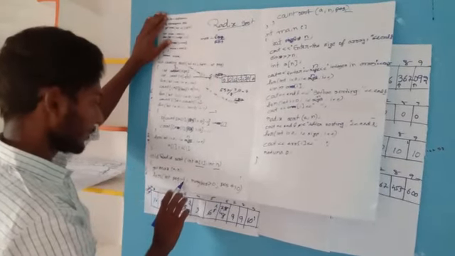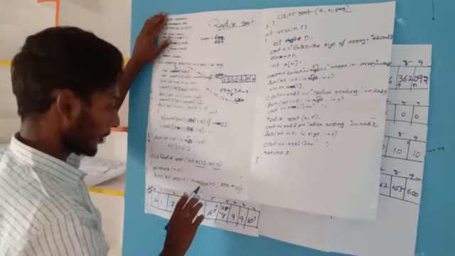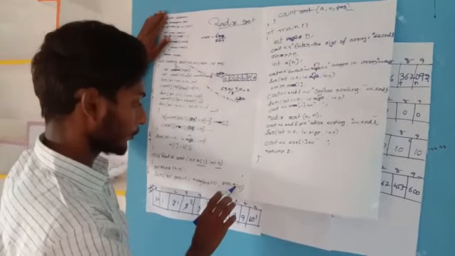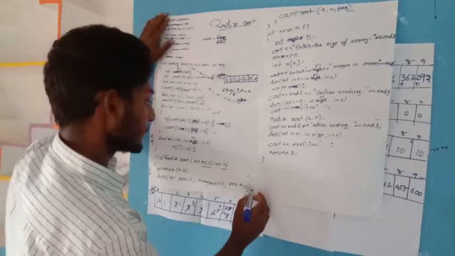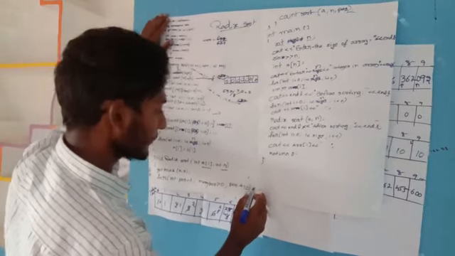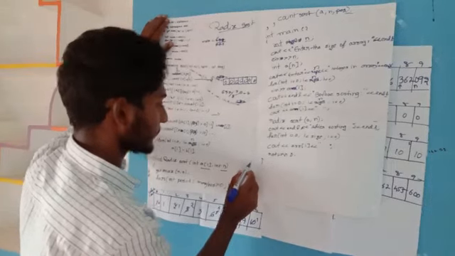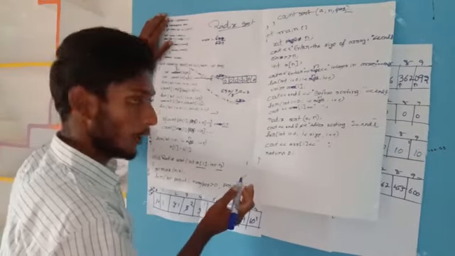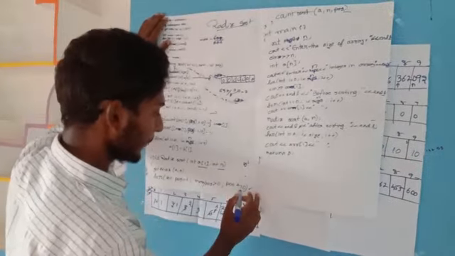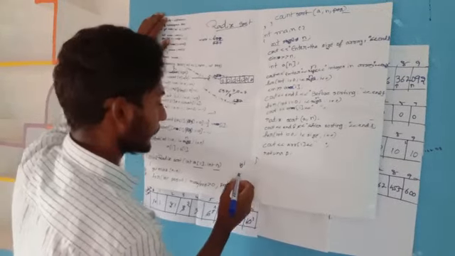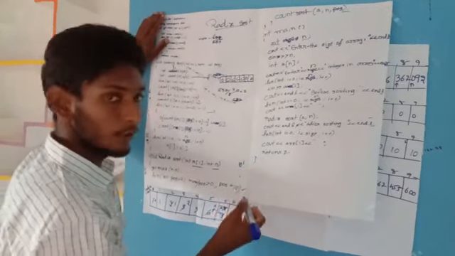For int position equal to 1, maximum divided by position greater than 0, position into 10. Why we are using this condition is, firstly we take the first place. After that we take the 10th place. By multiplying this, the position, the place value will change.